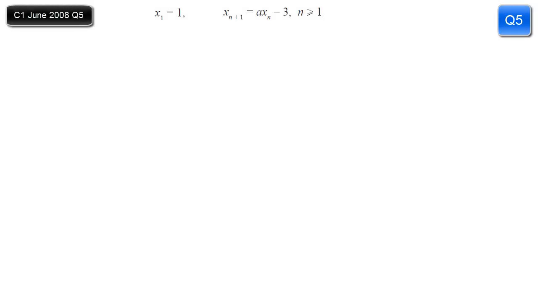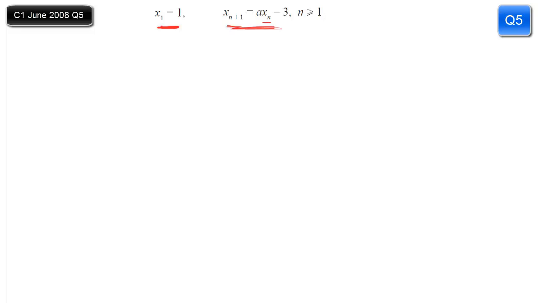Okay, this one, a C1 question on sequences, and we're given a first term of the sequence, and we're given this formula for how to get the terms after that. And this tells you that to get the n plus 1th term, you look at the nth term, so the one before, you multiply it by a, and you subtract 3. So let's have a look then.